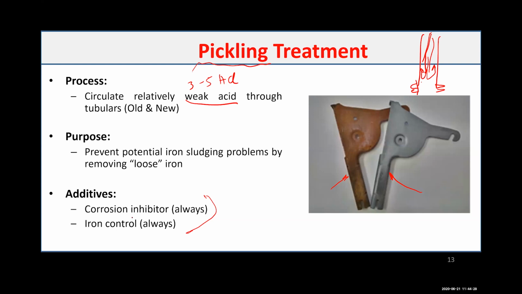There is no need for anti-sludge agent or solvent or any other additives, because you are not expecting to go inside the formation. You are only expecting to clean the wellbore. So that's why you only have two types of additives. And as I just said, only do pickling before acid treatment or for cleaning the tubing.